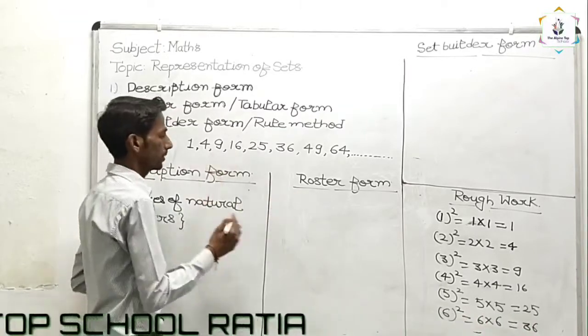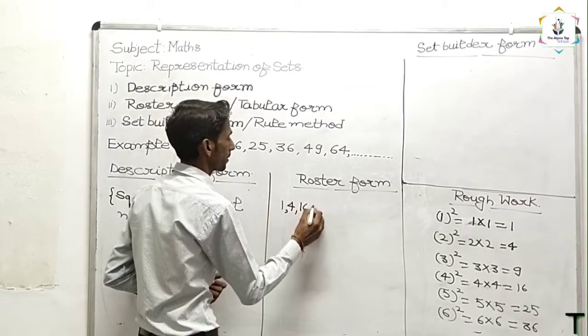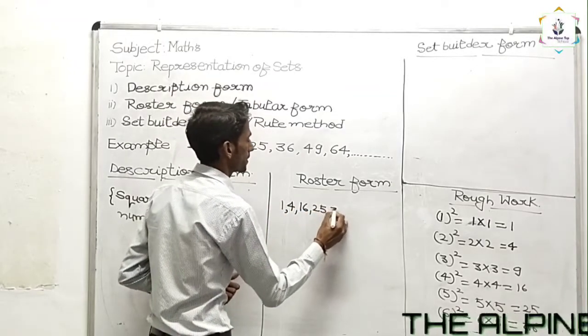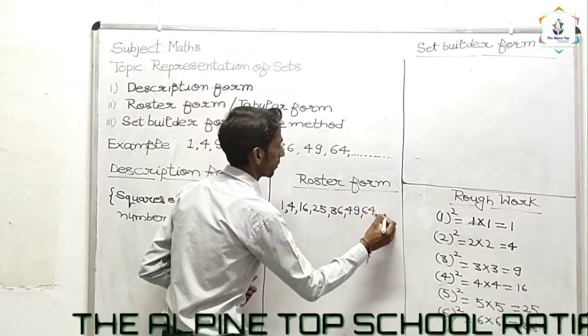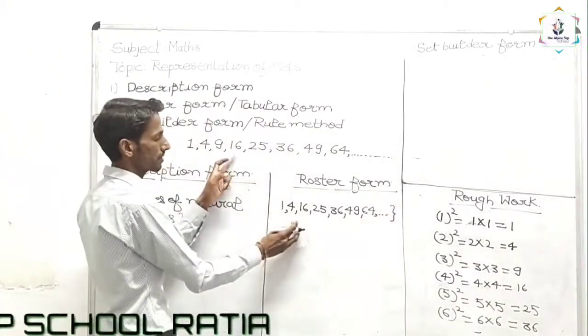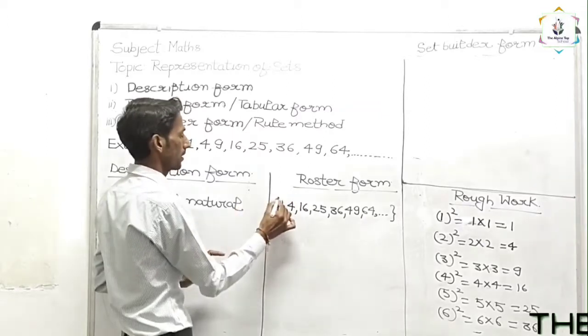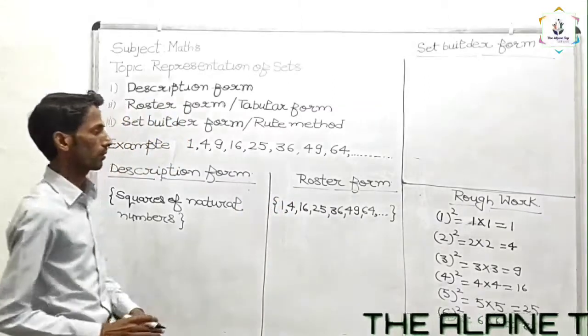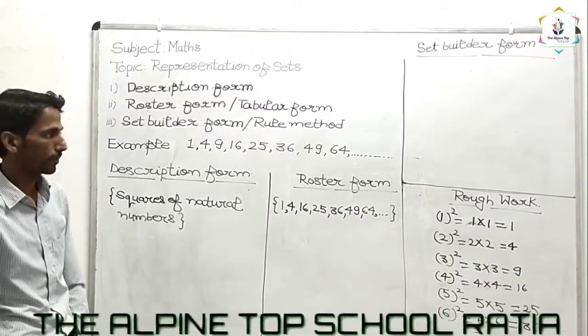I am going to pick up the given numbers 1, 4, 16, 25, 36, 49, 64, and so on. I have already listed all the given elements and I have already separated all the elements by commas, and I have enclosed all the elements in the curly bracket. That's why the roster form is ready.